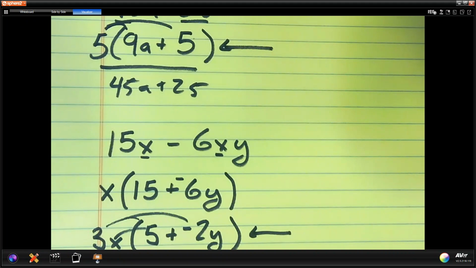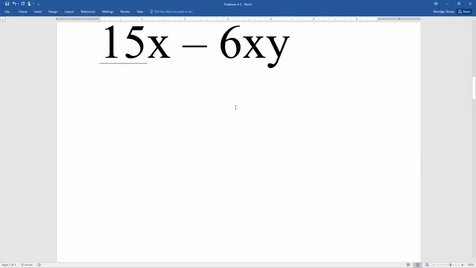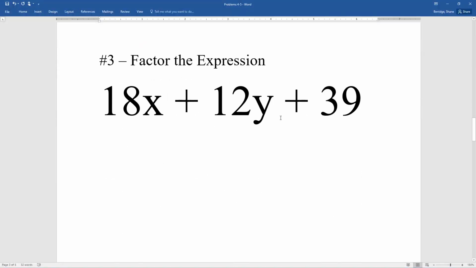All right, awesome. Let's look at number 3. This is a little bit longer one, but we notice no common variables. So we know that the things we're going to be factoring out are just numbers. You can go ahead and pause the video, and we'll work through number 3.